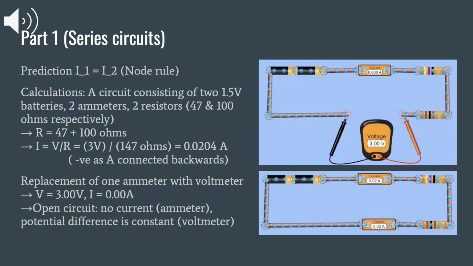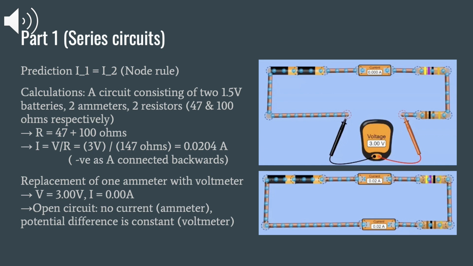Part 1 was series circuits. I predicted that I1 was equal to I2 based on the node rule, and this is confirmed by a calculation that's seen below. The total resistance was 47 plus 100, which is equal to 147 ohms, and I is equal to V over R, which comes to 0.0204 amperes, or negative 0.0204 amperes if the ammeter is connected backwards.